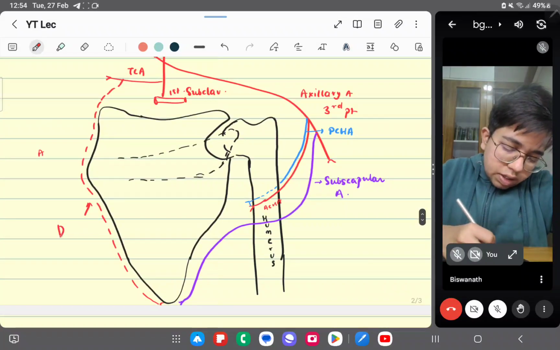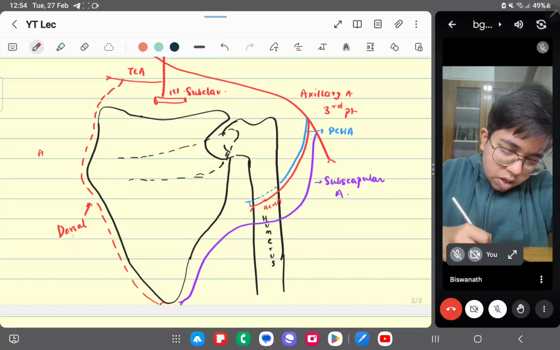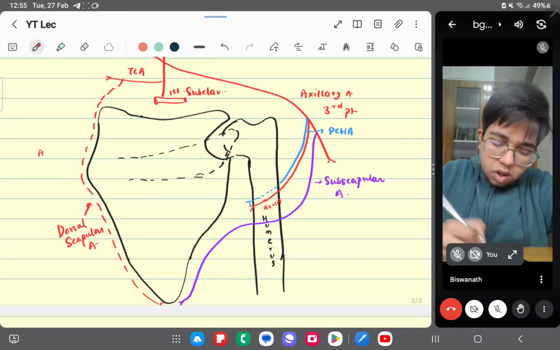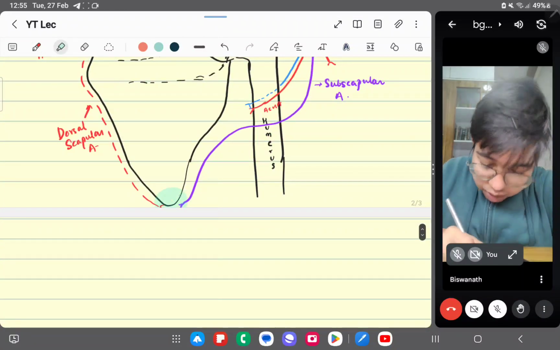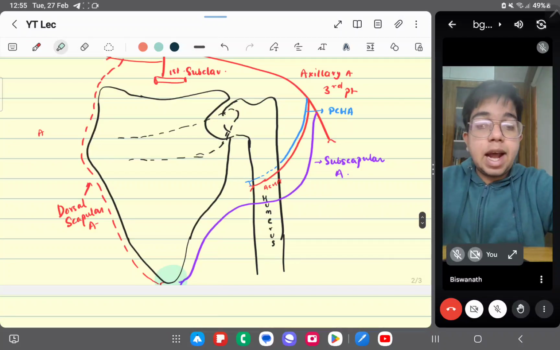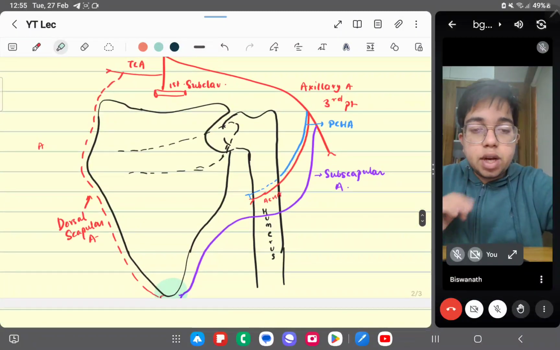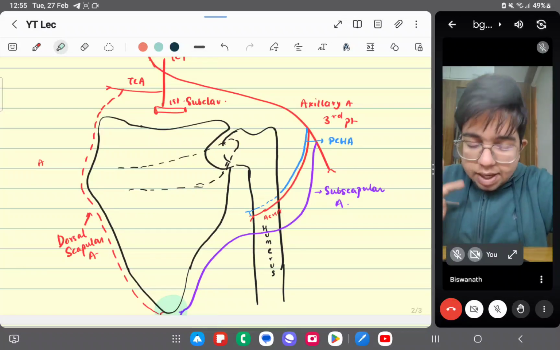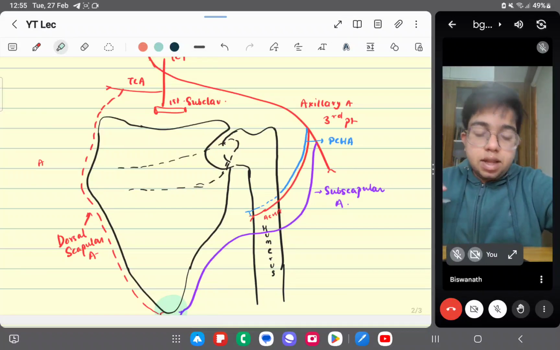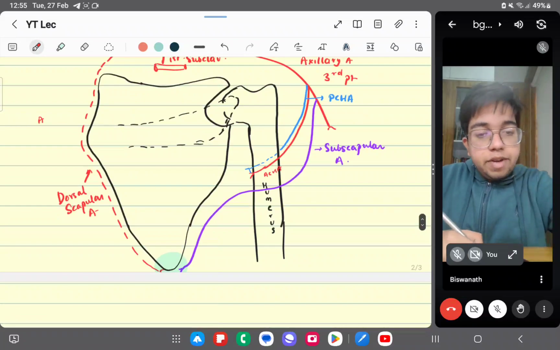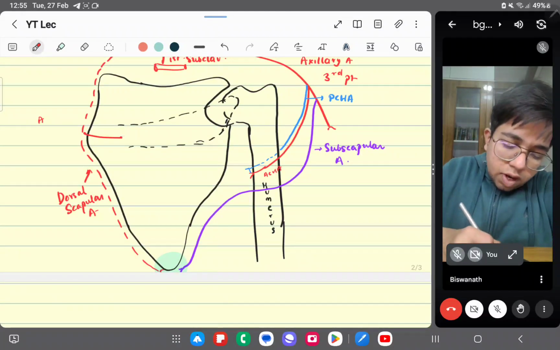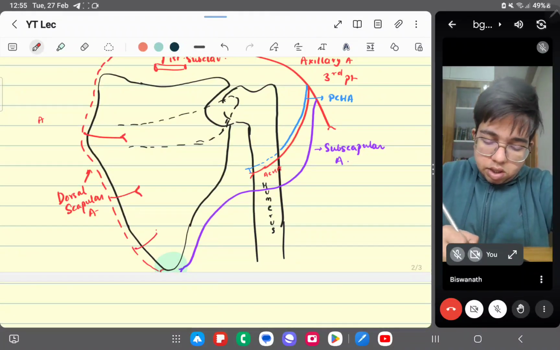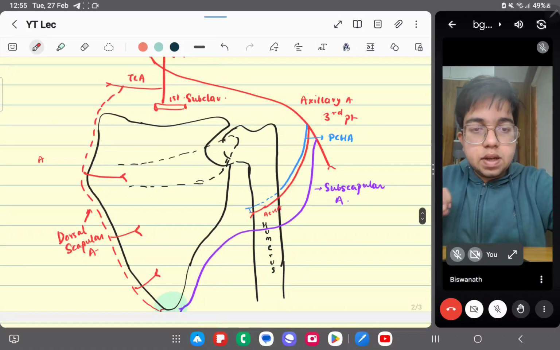This is the dorsal scapular artery. These both arteries will be anastomosing at the inferior angle. This is the inferior angle anastomosis. In the scapular anastomosis, 4 points of anastomosis are there. This is the inferior angle anastomosis. Then this dorsal scapular artery will be giving 3 branches. So one branch like this, second branch, third branch, 3 branches.